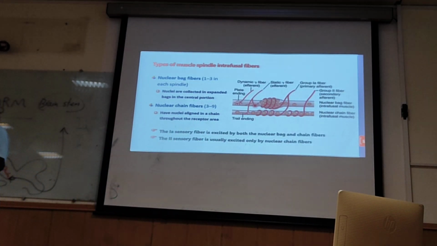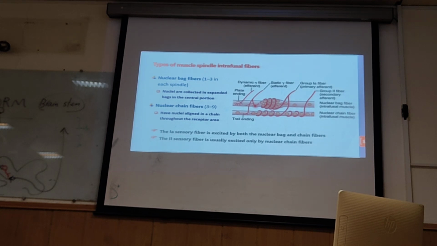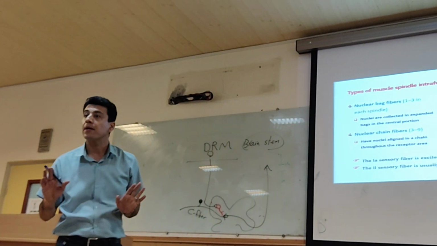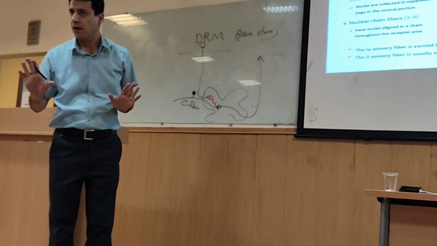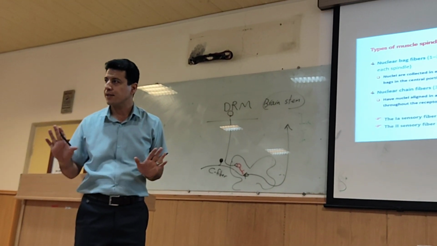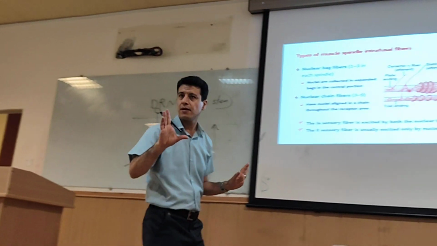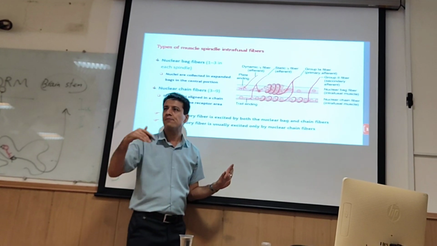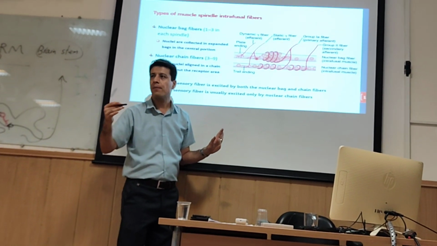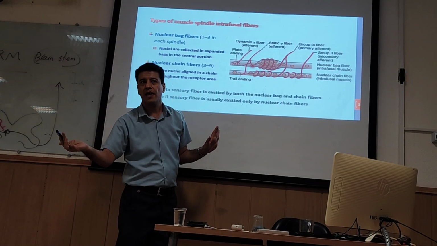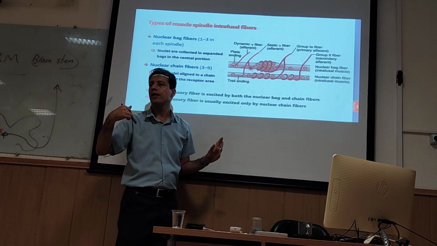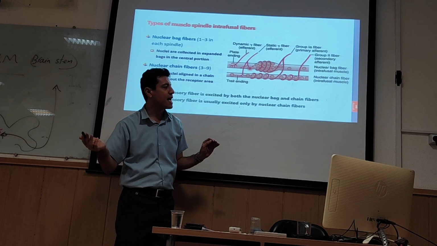Nuclear bag fiber generates dynamic response. Nuclear chain fiber generates static response. I'll give you the definition of dynamic and static, but before that, please memorize this. Nuclear bag fiber generates dynamic, and nuclear chain fiber generates static response.